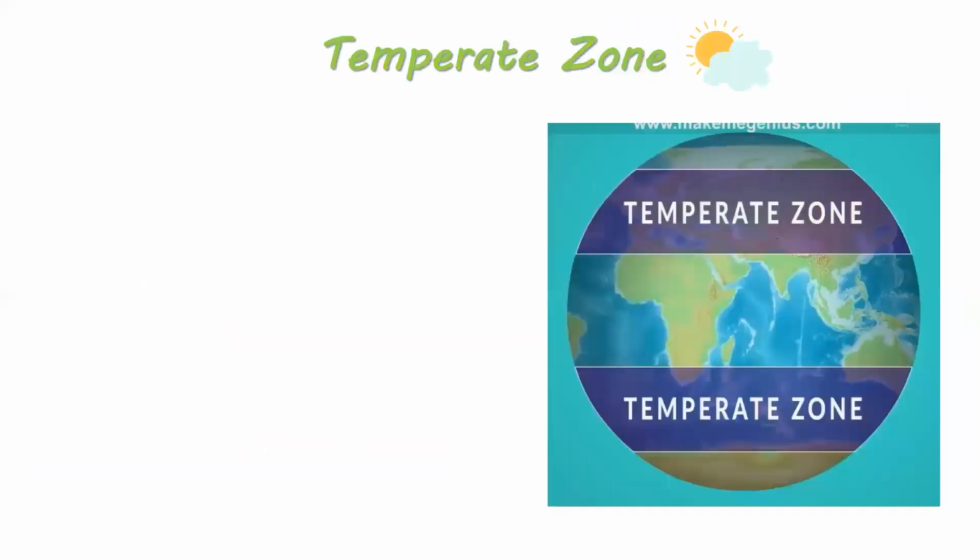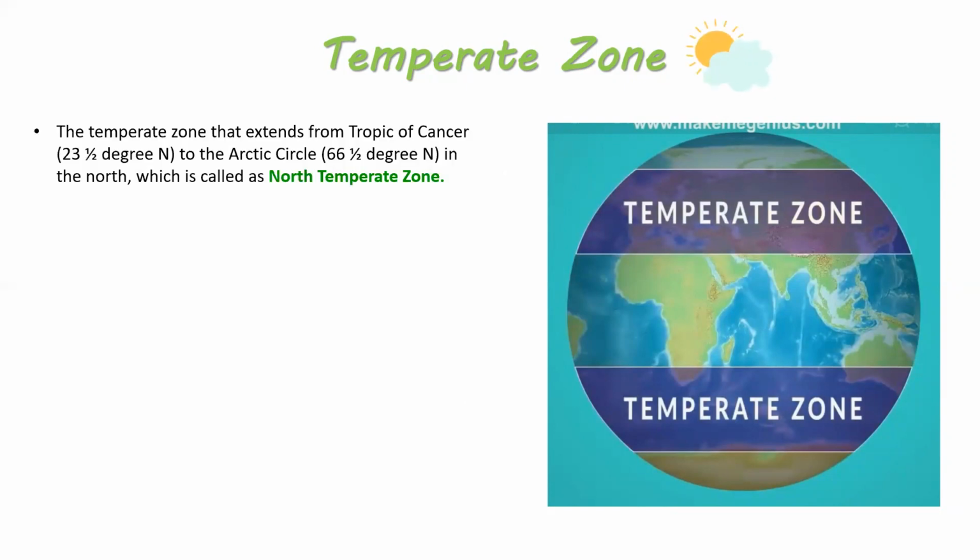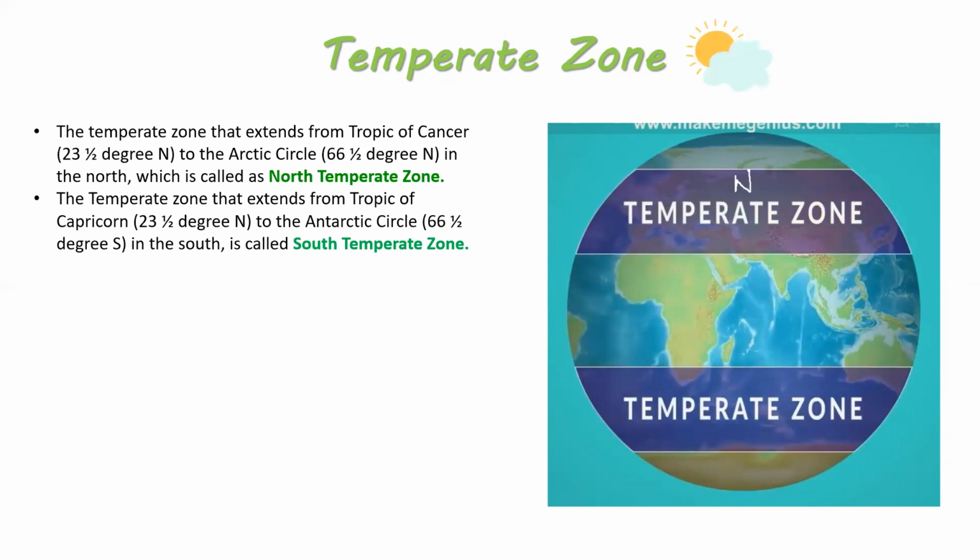Next is temperate zone. As you see in this picture, the temperate zone is this portion. The temperate zone extends from Tropic of Cancer to the Arctic Circle in the north, which is called the North Temperate Zone. All right, so this is the North Temperate Zone. And the temperate zone that extends from Tropic of Capricorn to Antarctic Circle in the south is called the South Temperate Zone.